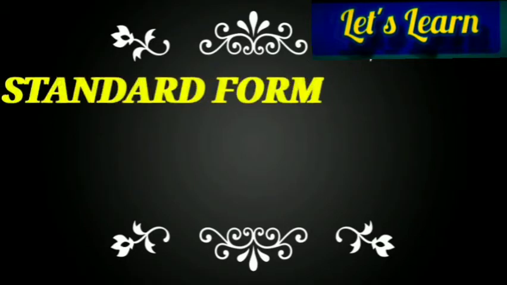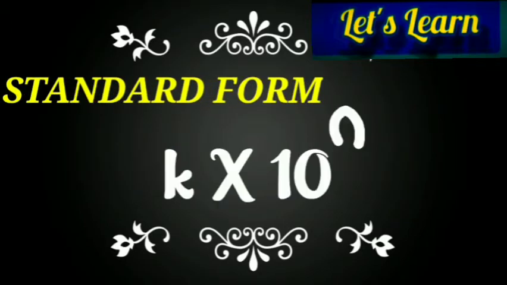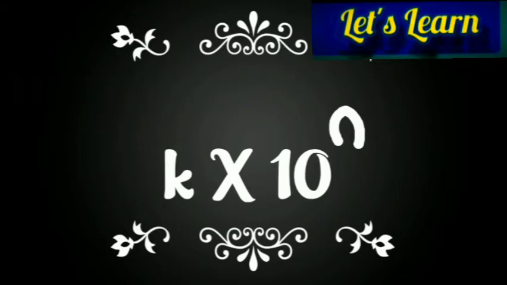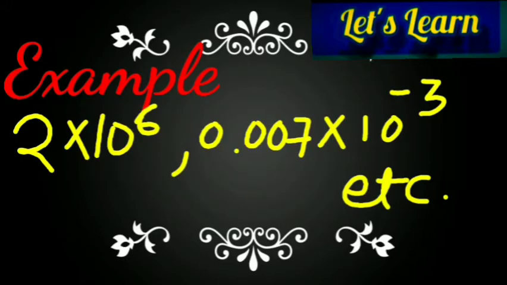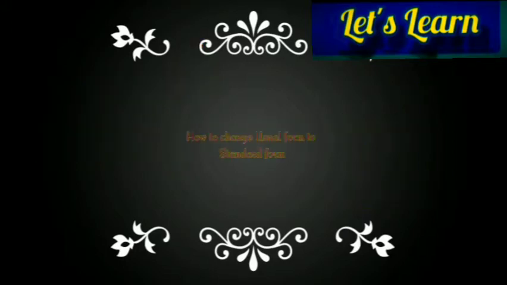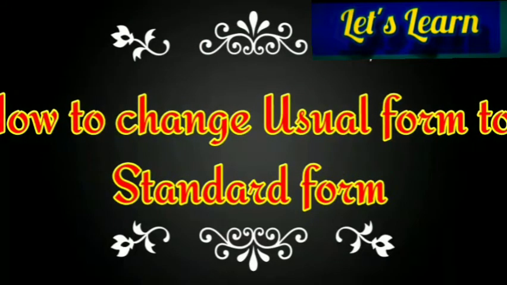Second one, standard form. What is standard form? Otherwise known as k into 10 to the power n form. As you can see, k is one number, and 10 to the power n is some number to the power of 10. For example, we can take 2 into 10 to the power 6, 0.007 into 10 to the power minus 3, etc. These numbers are said to be in standard form. So in standard form, there must be one number and another one in the power of 10.